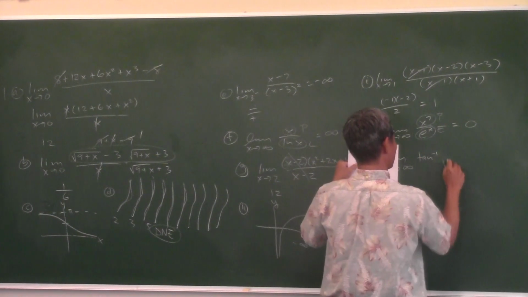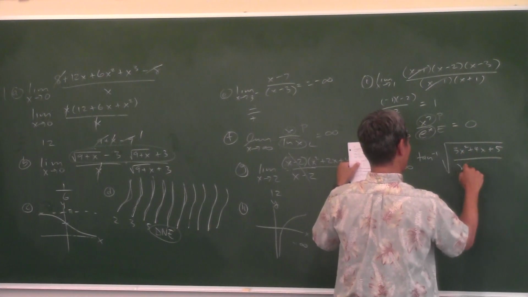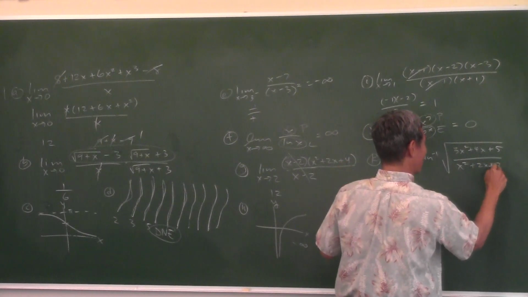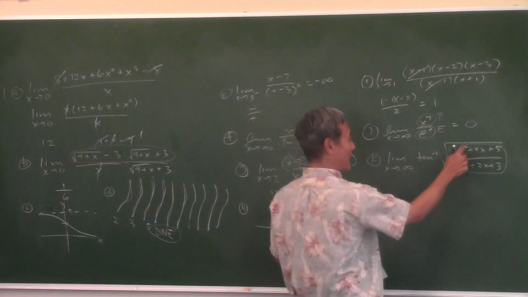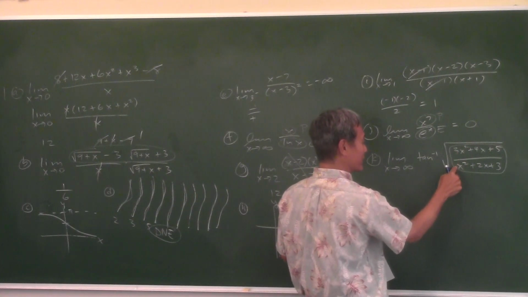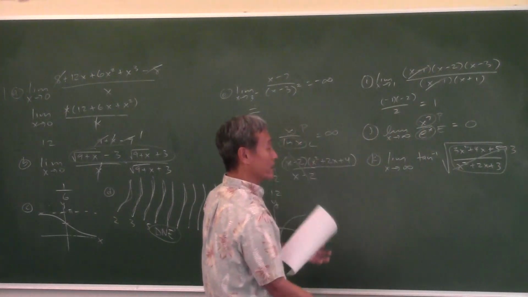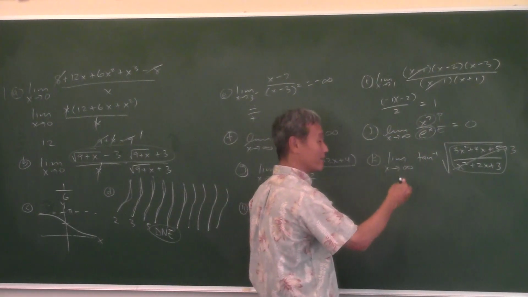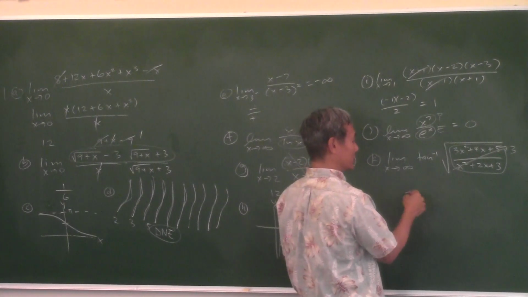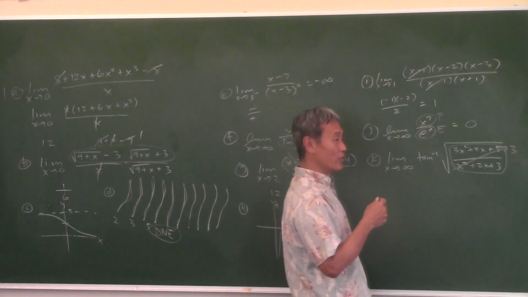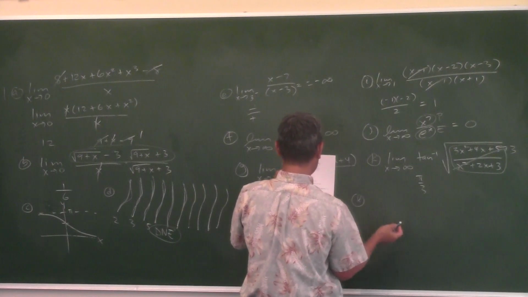Tan inverse of the square root of 3x squared plus 4x plus 5 all over x squared plus 2x plus 3. Okay, if you just look at that right there, what does that go to as x approaches infinity? If the power on the top and the bottom are the same, you look at the coefficients. So that gets closer and closer to 3. Therefore, the whole thing is getting closer and closer to tan inverse of radical 3, which is a number I'm supposed to know. Tangent of what angle is root 3?